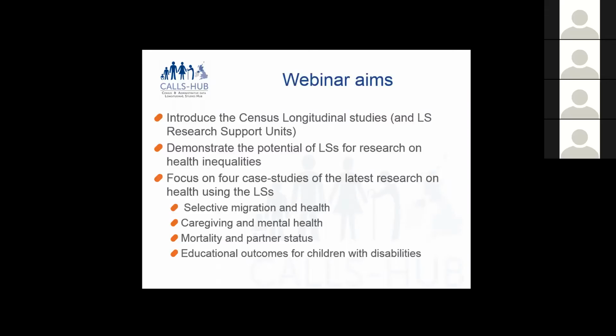And these range from topics like selective migration and health to an exploration of differential education outcomes for children with disabilities. And each of these studies uses the longitudinal studies in each part of the UK to give a good reflection of the breadth of research that's possible with these data sources.